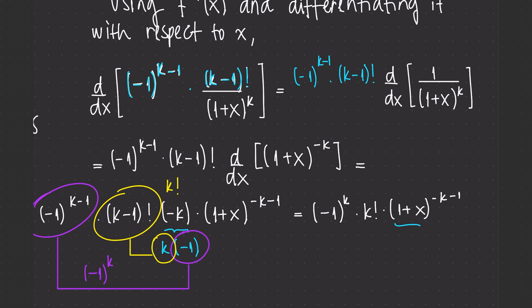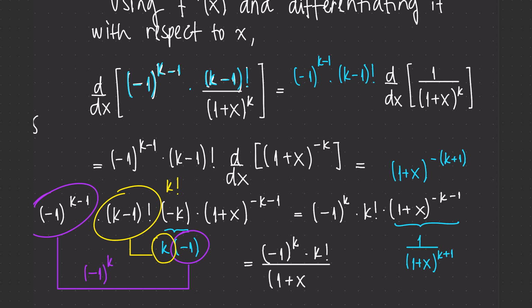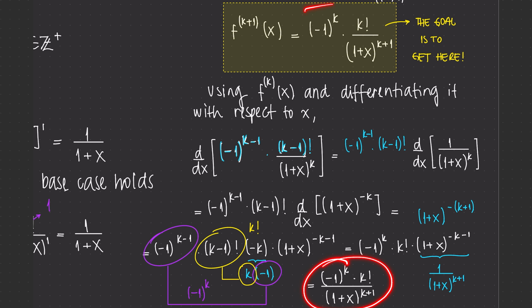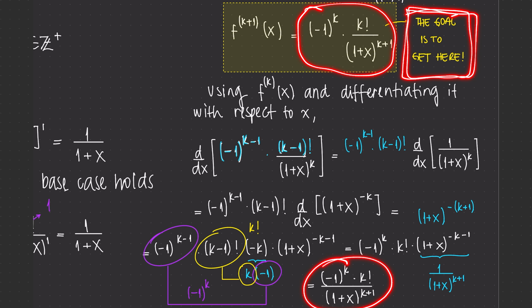Now, if you want to flip this and move the 1 plus x to the denominator, remember that you can rewrite this term as (1 plus x)^(-(k+1)), which means that this is the same as 1 over (1 plus x)^(k+1). Therefore, our final answer is (-1)^k k! over (1 plus x)^(k+1), which is exactly what we're trying to prove. We're trying to get to this expression, and we just did. And we're pretty much done.